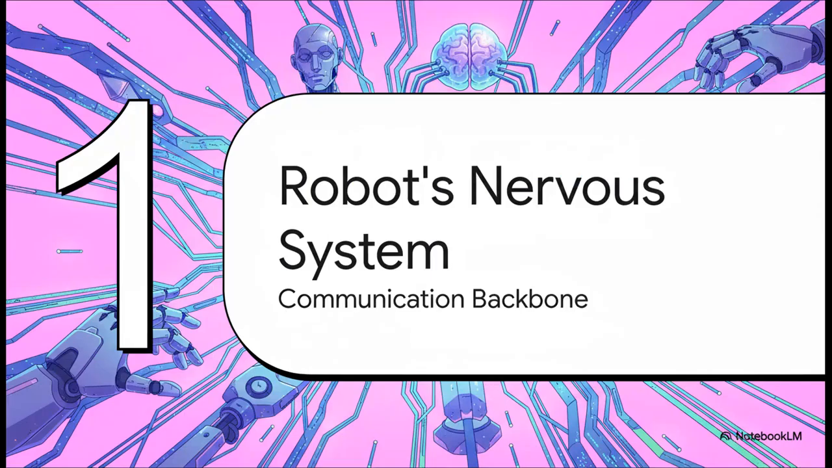All right, every great build has to start somewhere. For us, it's right here. We're starting with what you can think of as the robot's nervous system. It makes sense, right? Before it can think, before it can move an inch, it needs a way for all its parts to talk to each other. It needs that communication backbone.